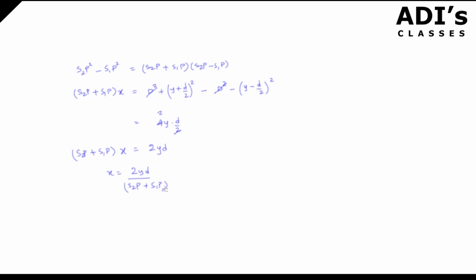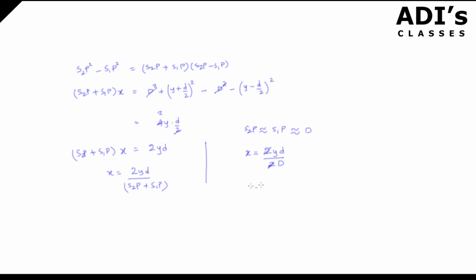Because of a plus b whole square, if you expand and simplify, you'll get this. So you'll get 2 times y into d. This is S2P plus S1P times x, correct? So the x value will be 2yd divided by S2P plus S1P. This is what we got.